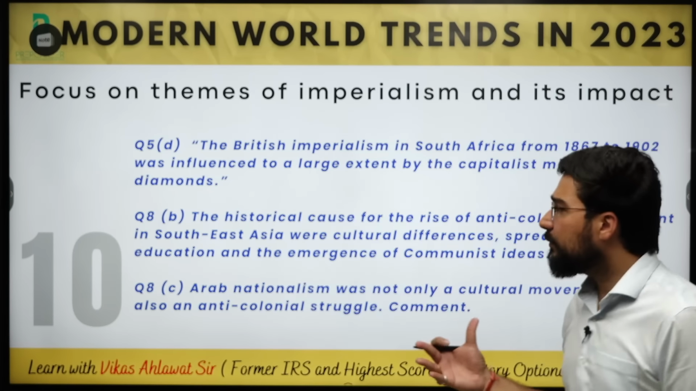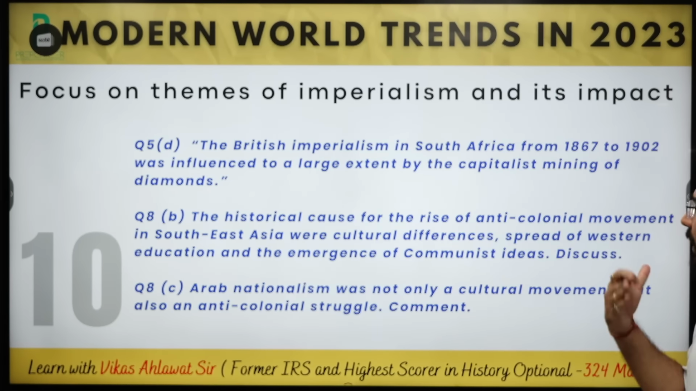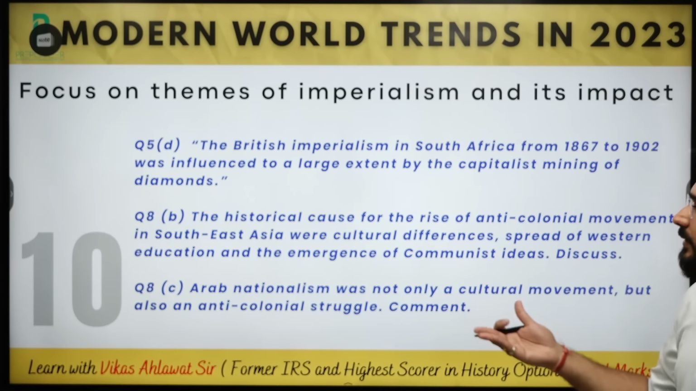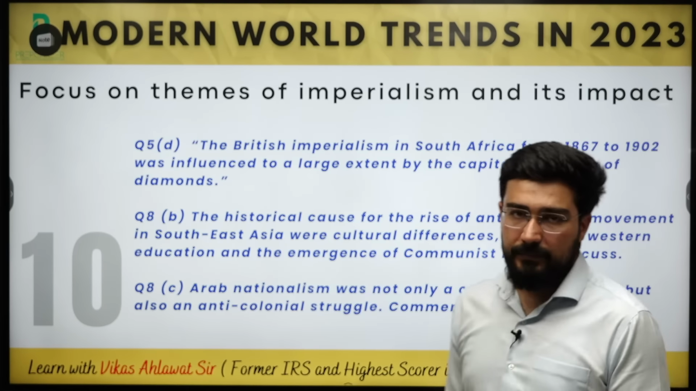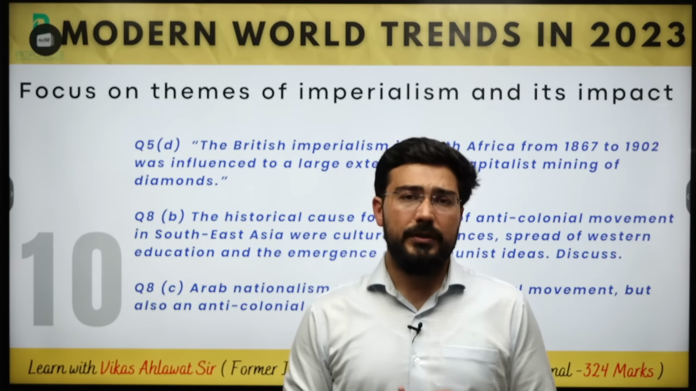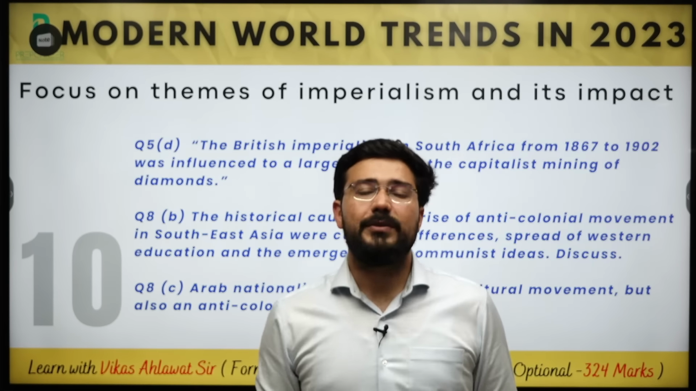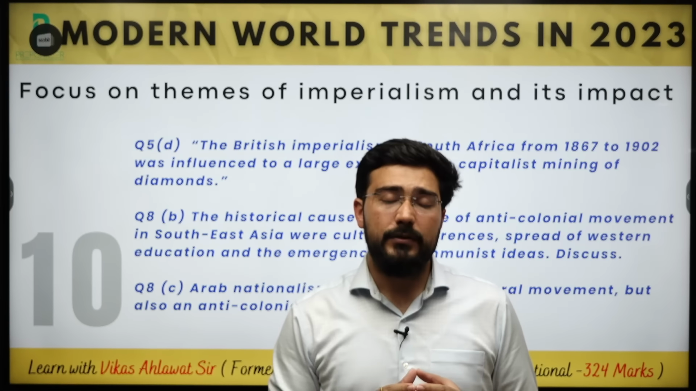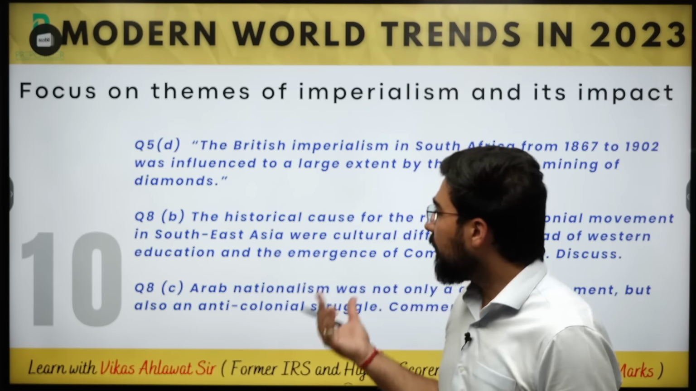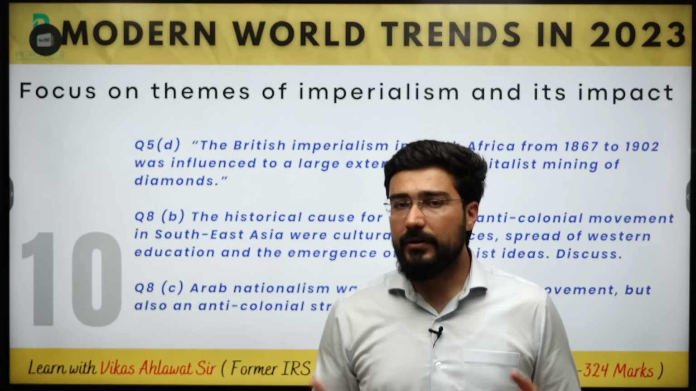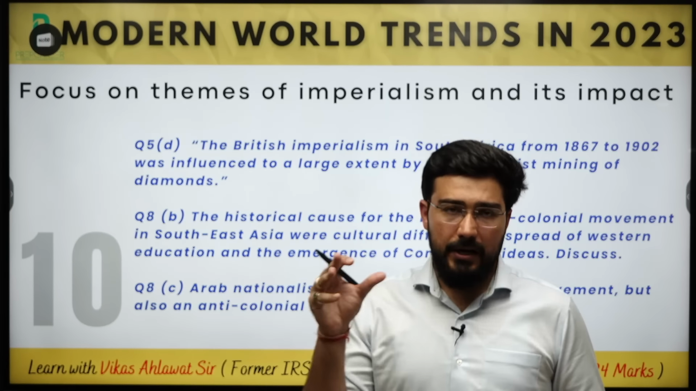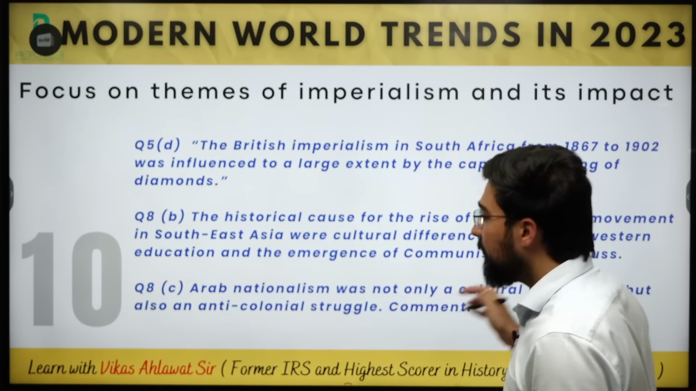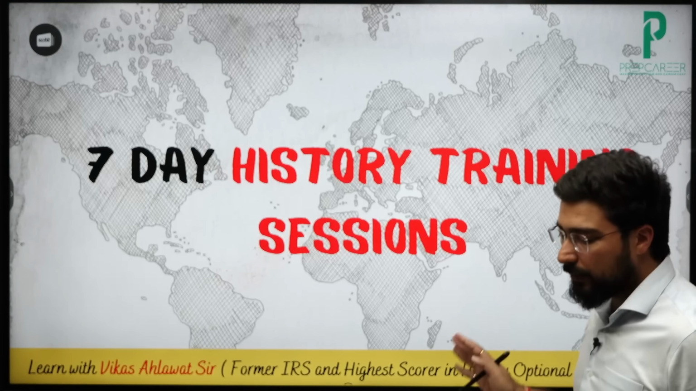If you see the overall imperialism and colonialism, this theme is very important for world history. You can see the question of British imperialism in South Africa, then anti-colonial movement in South Asia, which we have just discussed, and even Arab nationalism. So imperialism and colonialism is something जो आपको बहुत अच्छे से प्रिपेयर करना है, and this is the area where the world history part becomes very difficult, because majority of these questions are coming for the first time. They are not repeat questions. The initial standard topic, they may get repeated, but these areas are not getting repeated.